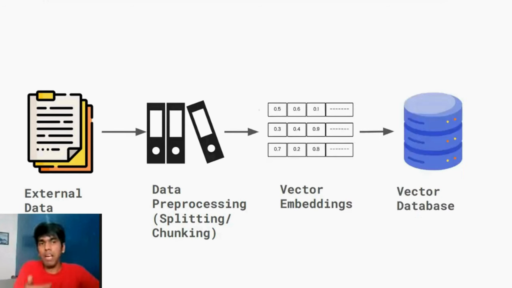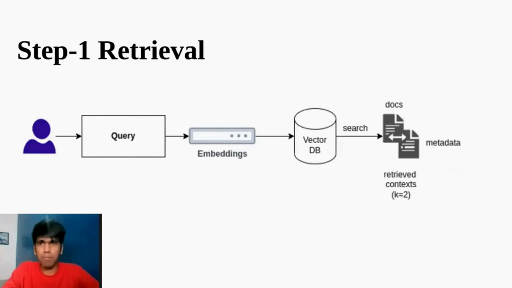Usually databases are used to store things, but vector databases are special. They also perform different search techniques like similarity search, cosine similarity, nearest neighbor, and all such things. And once you have the vector database, this is where RAG pipelines start.